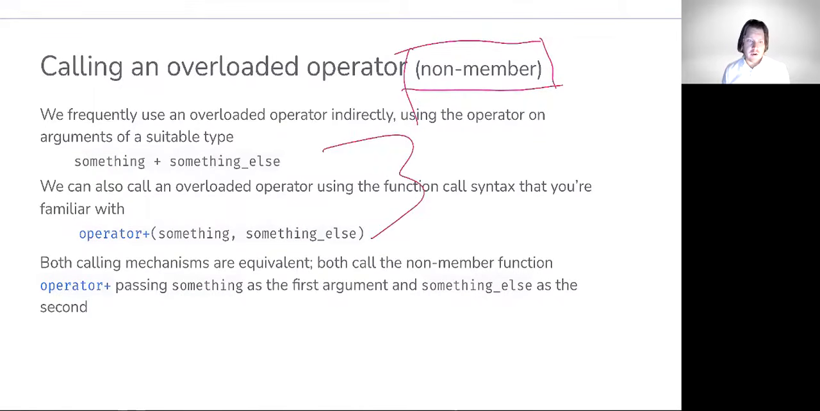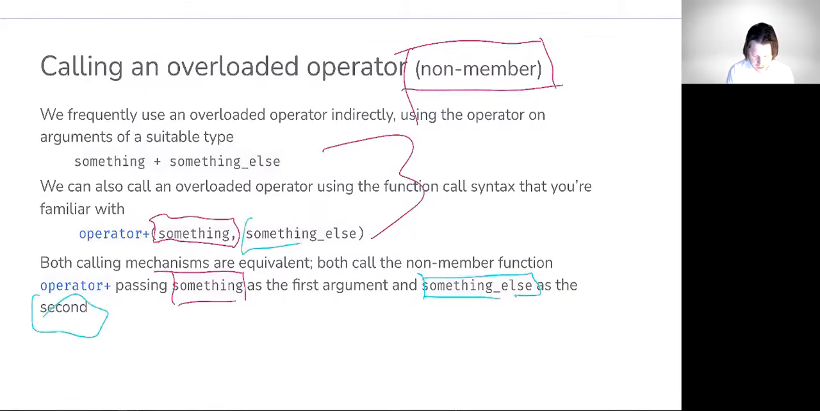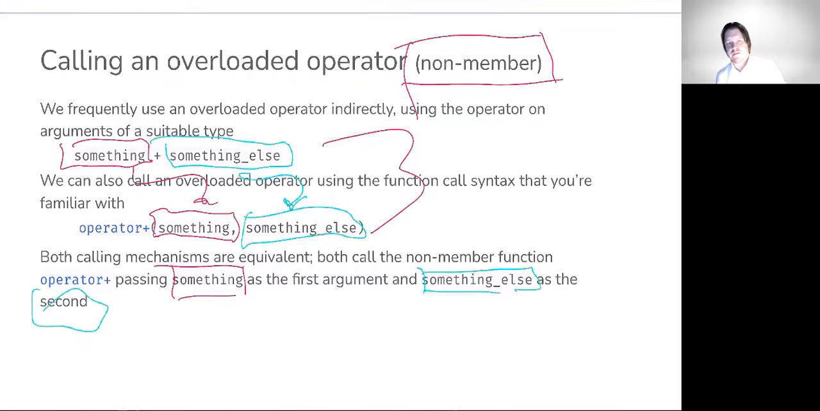Both call the non-member function operator plus, passing something as the first argument, and then something else as the second argument. So again, that's simply a mapping: the right-hand side is passed as the second argument. The left-hand side is passed as the first.